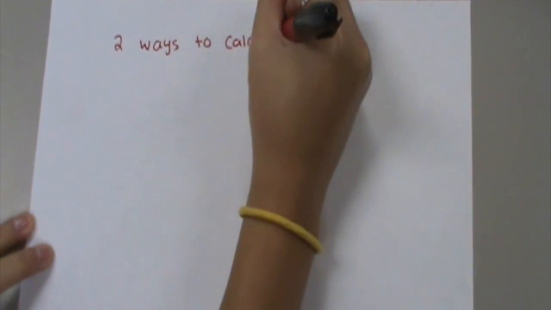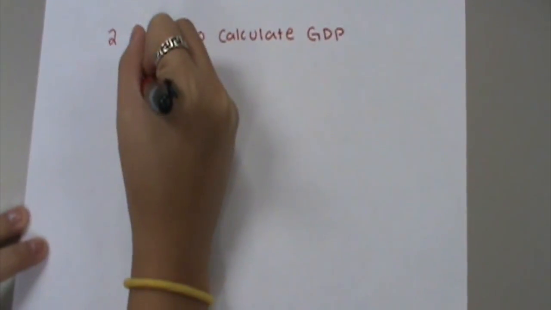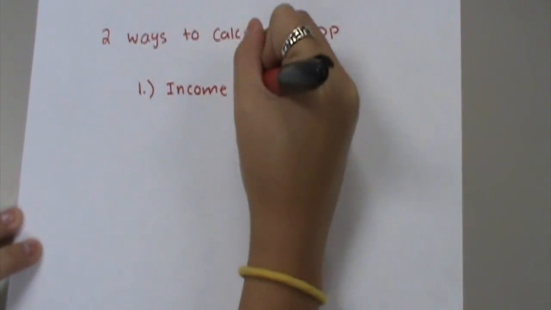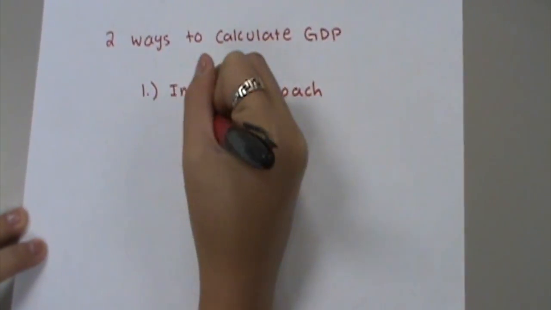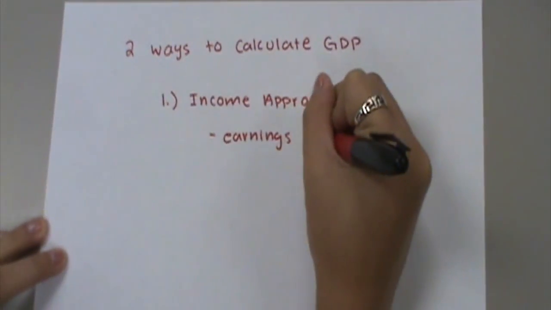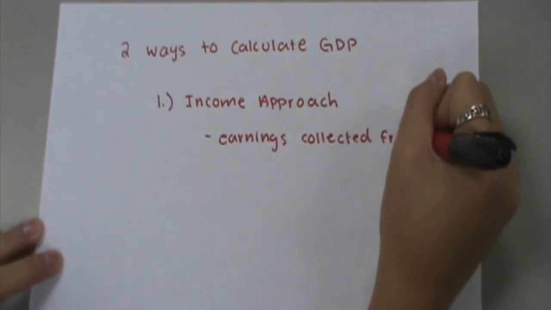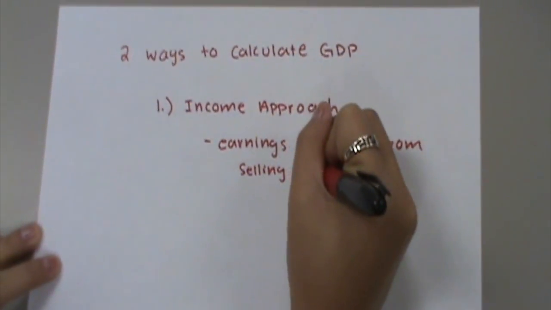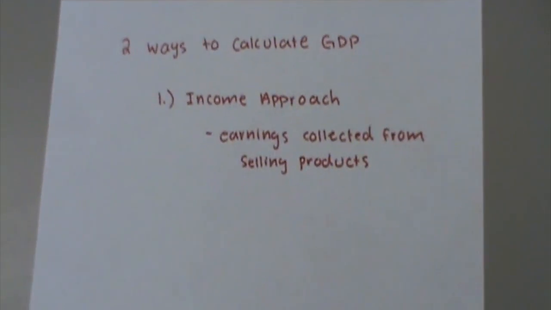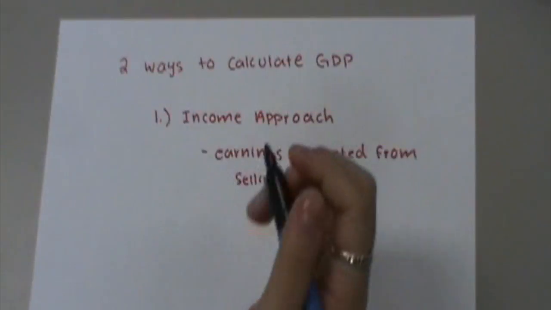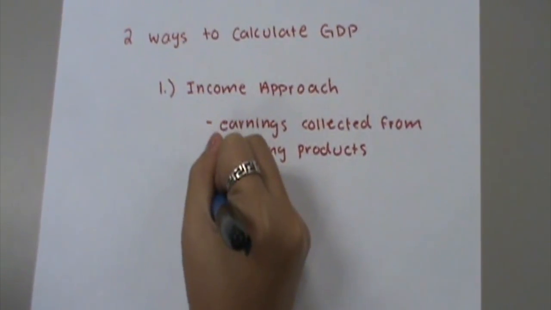GDP can be calculated using two methods. These methods are the income and expenditure approach. The income approach looks at the earnings collected from selling goods and services in one's country. An example of this is looking at the amount of money that companies such as Apple bring in as revenue. The only difference would be that instead, the income approach looks at all the money from all the firms in a given country.